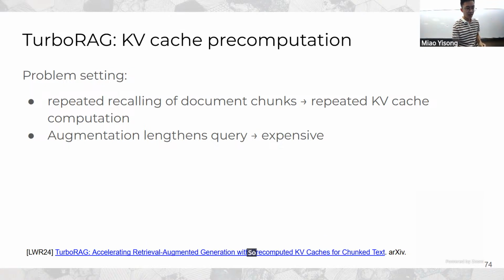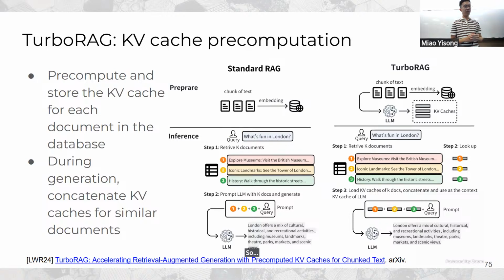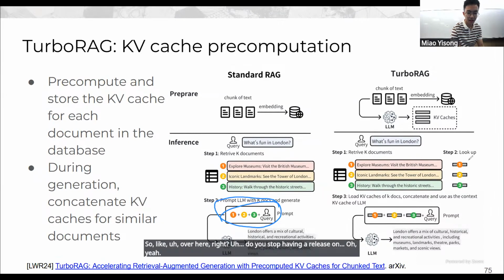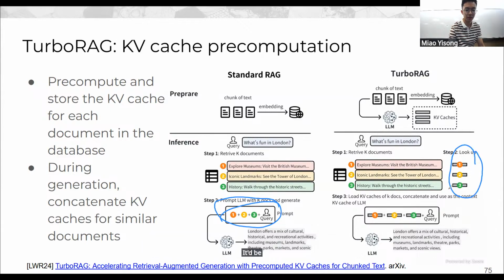So the idea is that you can precompute and store the KV cache for each document in the database. Then during generation, all you have to do is simply concatenate the KV caches of the retrieved documents. So over here, instead of having a really long prompt, you take the KV cache for the documents during retrieval, and then afterwards concatenate them.